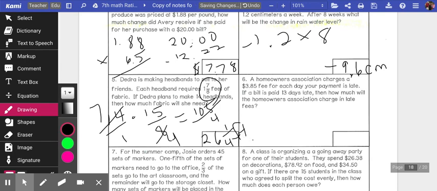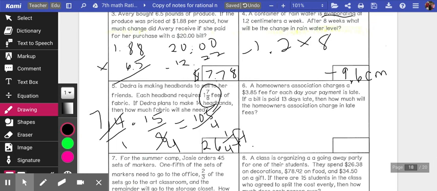Okay, next one. A homeowners association charges a $3.85 fee for each day your payment is late. If a bill is paid 13 days late, then how much will the homeowners association fee be charged in late fees? So pause it and do it. So you should have multiplied the two together, 50.05, and that makes sense. If it's almost $4 a day and it's 13 days.